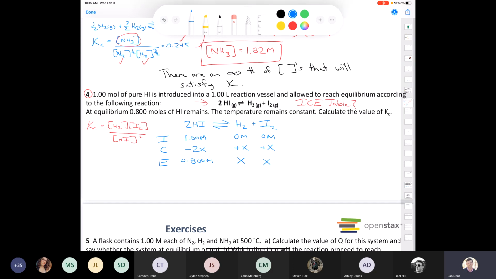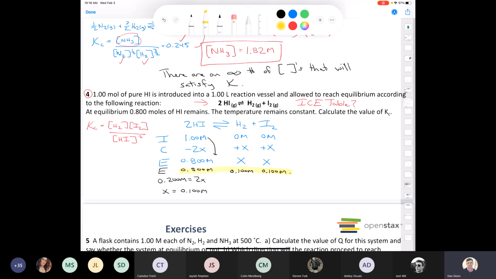Well, what is x? Well, we can just do some quick algebra, right? If we go from 1 to 0.8, that means that we ended up losing 0.200 molar, which is equal to 2x. That means x is going to be equal to 0.100 molar. Now we can rewrite this, and we can say that at equilibrium, we have 0.800 molar of HI, and since x is 0.1, we already solved for it, we have 0.100 molar here and 0.100 molar over there.